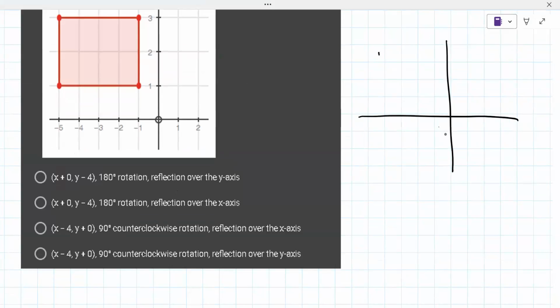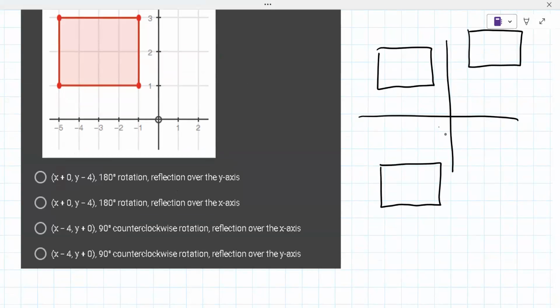So the first one, x plus 0, y minus 4, means it's going down 4. So it's down here somewhere. And then the 180-degree rotation puts that up here a little bit higher, and then reflect over the y-axis, so it gets kind of there. I don't know. These are hard to see. I wonder if there is a transformation website. Have you ever used Delta Math before? Nope.